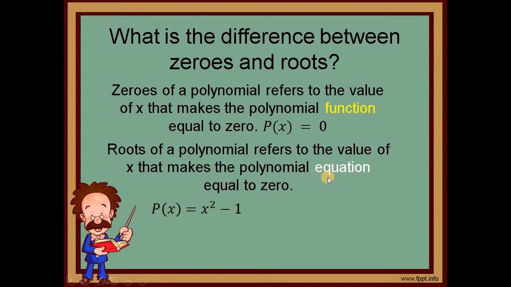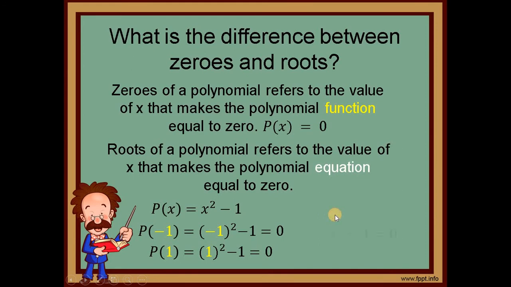For example, let's have p of x equals x squared minus 1. Now we look for the value of x where x squared minus 1 equals 0, using, let's say, the remainder theorem. Here we have two values of x where it becomes 0. If we plug in negative 1 for x, negative 1 squared minus 1 becomes 0. So negative 1 is a zero of this polynomial function. Also, if we plug in 1, 1 squared minus 1 gives us 0. So negative 1 and 1 are the zeros of this polynomial function.